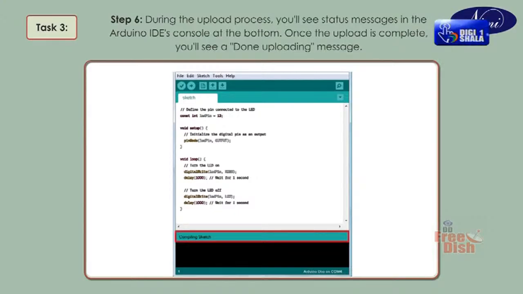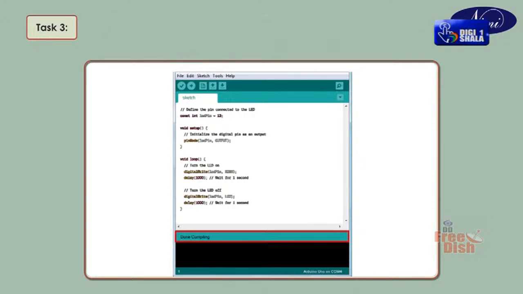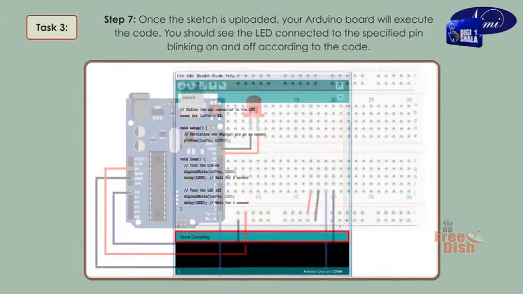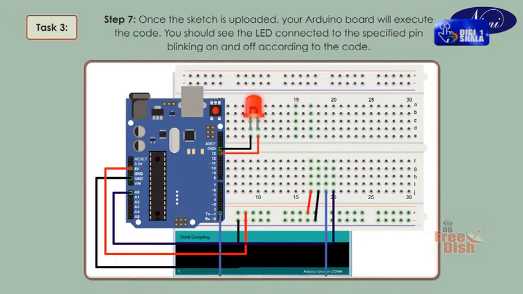During the upload process, you will see status messages in the Arduino IDE's console at the bottom. Once the upload is complete, you'll see a Done Uploading message. Step 7. Once the sketch is uploaded, your Arduino board will execute the code. You should see the LED connected to the specified pin blinking on and off according to the code.